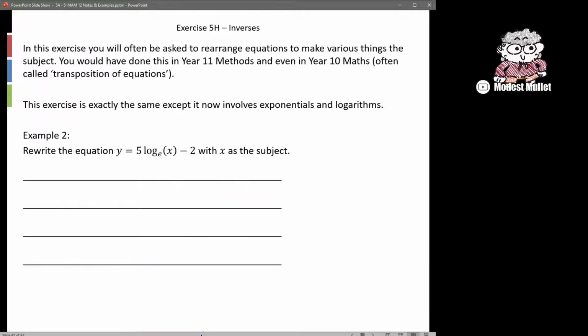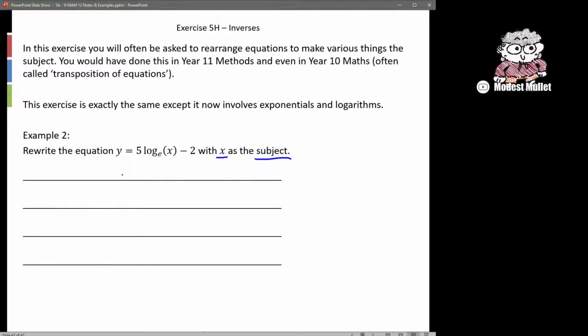A lot of the time you might also just be asked to rearrange, and the big thing will be rearranging the equations, also called transposition of equations. This is a skill leading into how we can rearrange our equations, and that's going to help us with finding our inverses. So just use this as a bit of practice. We're asked to rewrite the equation y equals 5 log to the base e of x minus 2 with x as the subject. So that means get x by itself.